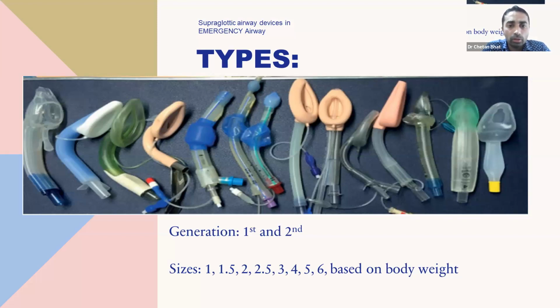And the other types include laryngeal tube, then secure classic LMA, then there is fast track LMA, then also there is Ambu company's LMA, Supreme LMA. So these are the various terminologies. Various companies have produced their own terms. But basically it is a supraglottic device which sits on the laryngeal inlet.